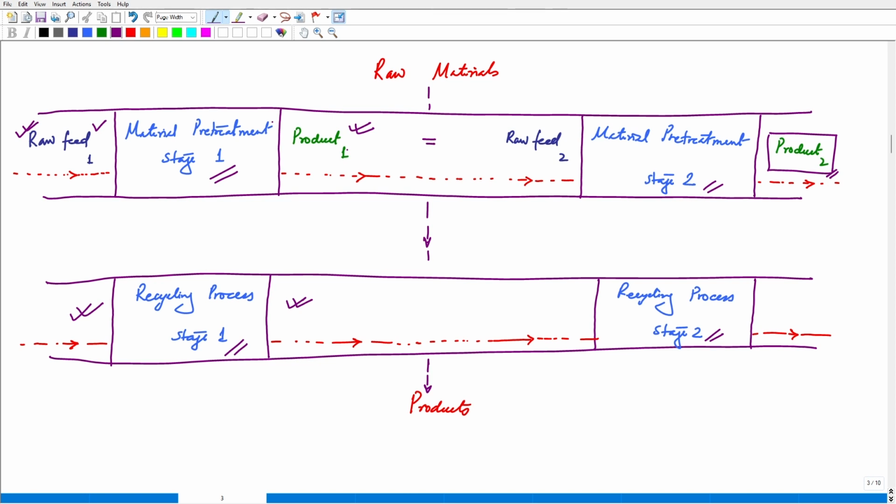So, what we are trying to emphasize here is there are multiple stages of processes that are essential to recycle a given waste stream. Now, pre-treatment stage 1 and pre-treatment stage 2 help us in identifying and developing the essential raw materials for recycling.